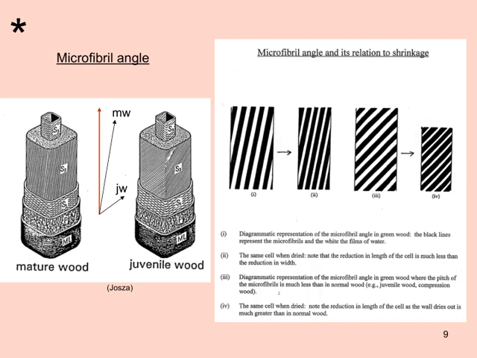Conversely, a larger angle indicates a more oblique arrangement, leading to more flexible but less stiff wood. Understanding this angle helps us grasp how trees adapt their cell structure to balance strength and flexibility, which is vital for their growth and mechanical stability.